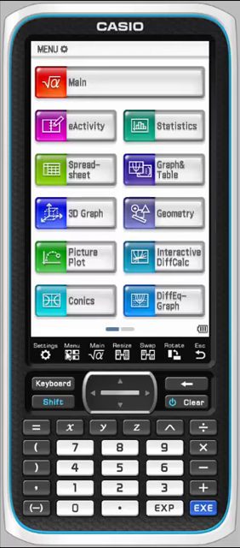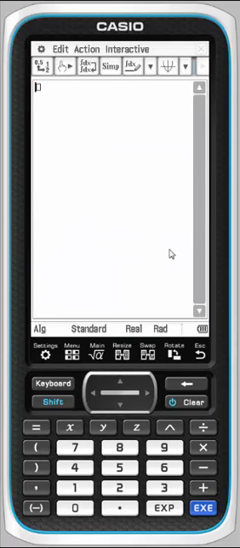If you are starting from the icon menu, we'll open main mode by tapping the main icon across the top of the screen. However, also note that main can be accessed from the quick access bar across the bottom of the screen as well. As a reminder, note that the current format is identified across the bottom of the calculator.